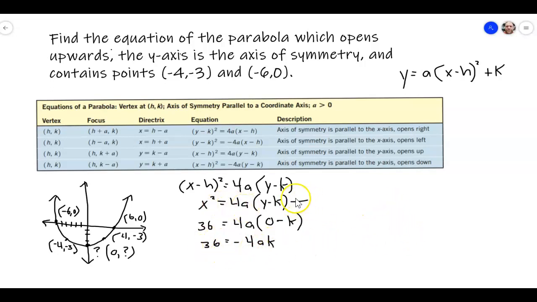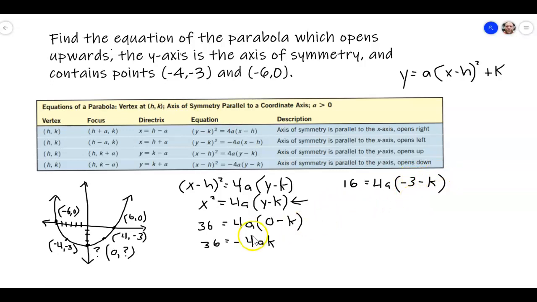So using this same equation here with another point, that (4, -3), we're going to square the 4, so we're going to get 16 is equal to 4a, and then our y for that is -3, so that's going to be -3 minus k.